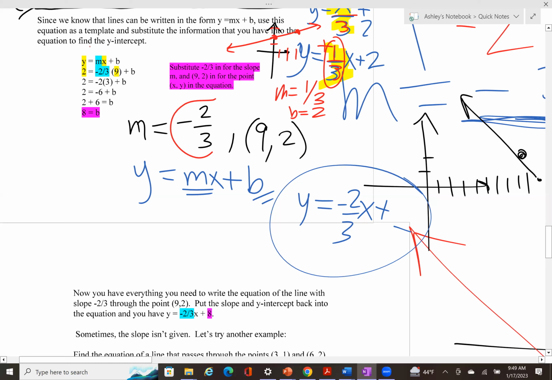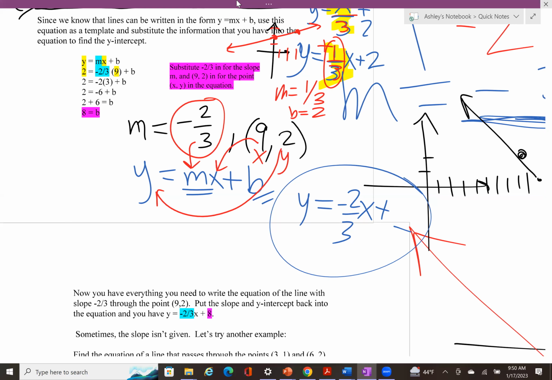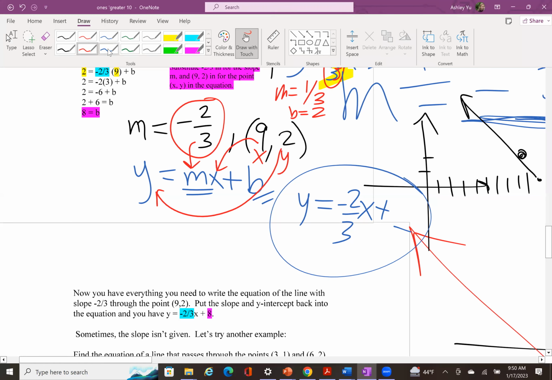So this number, negative 2/3, is m. I'm just going to replace it. And in the point, the 9 is the x value, so I can replace x with 9. The 2 is the y value, so I'm going to replace y with 2. If I do that, I know everything in this equation except b, and I should be able to solve for it. So that's pretty much it.